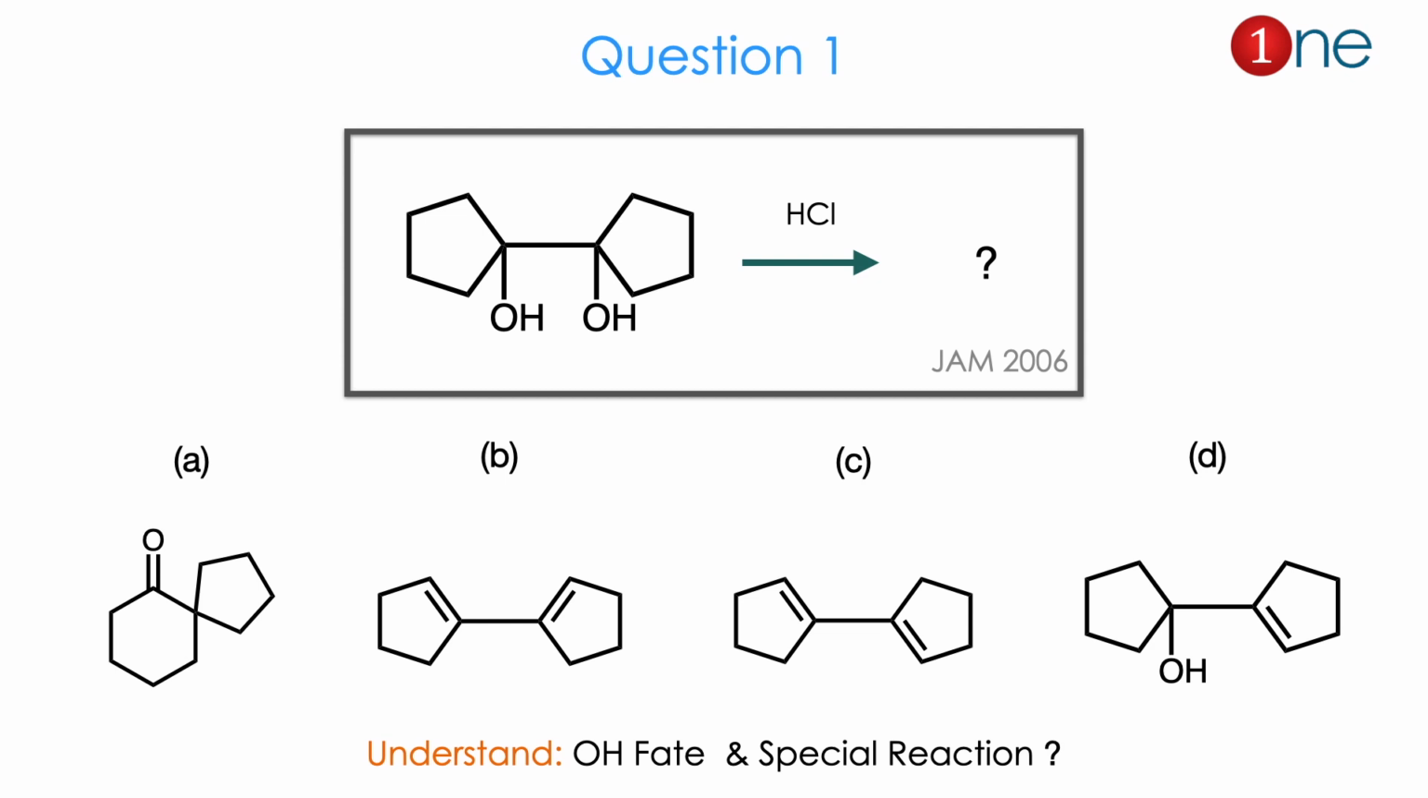Let us see the question number 1. The starting material is cyclopentane attached through a single bond. It has 2 OH on the connected carbon. You are using the acid. They ask you to find the product. The product has a spiro kind of ketone, or alkene formation on 2 cyclopentane, or a cis alkene formation, or a trans alkene formation, or alkene formation on any one of the ring. So there are the 4 possibilities.